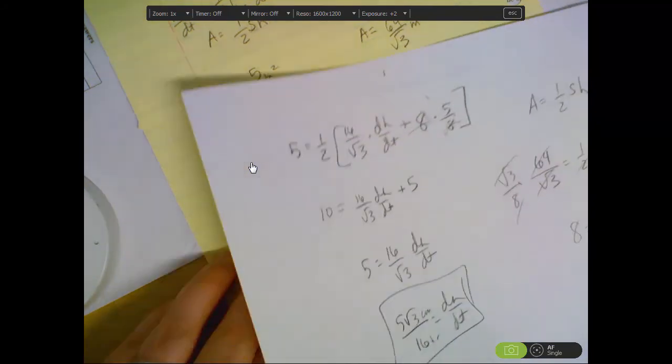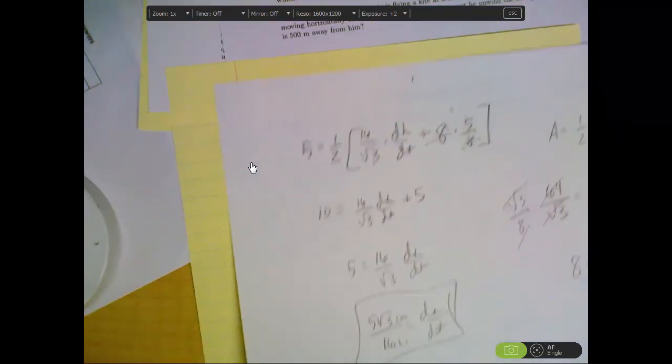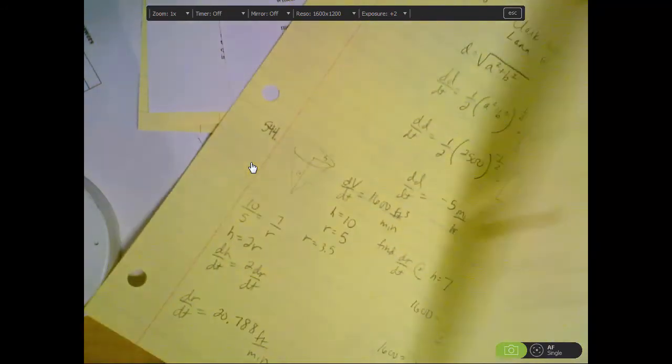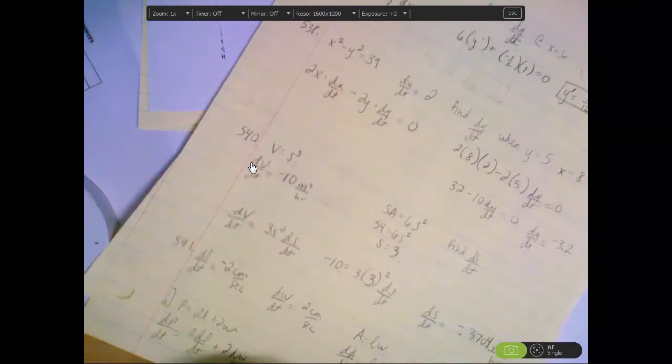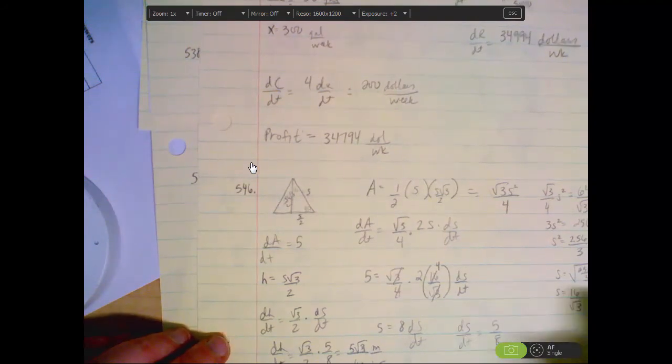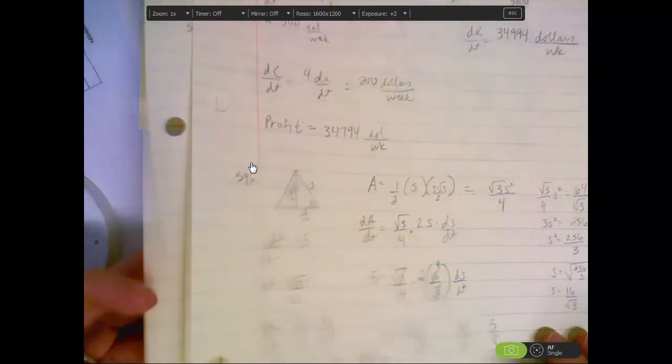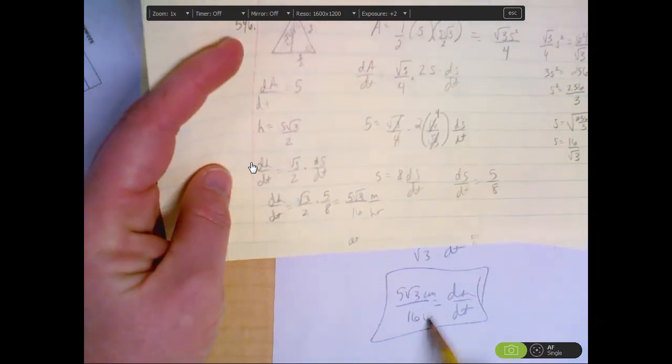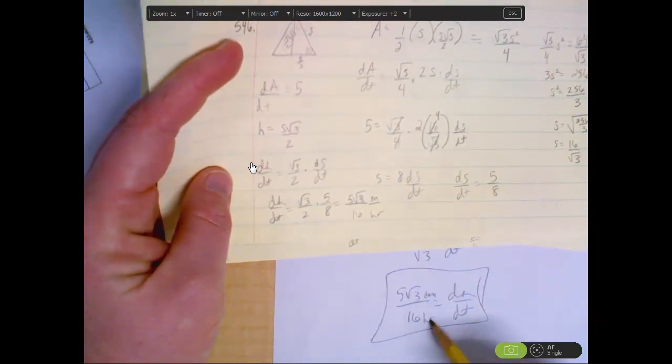Woohoo, that was fun. Let's see, where did I do that one? 546. I must have done it before. Look at that, I did all this work and I got all the same answers. I got 5 root 3 over 16. Yay, I got the same answer. Isn't that fun? Oh, it's meters per hour.